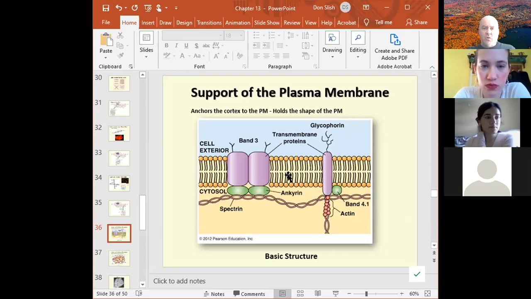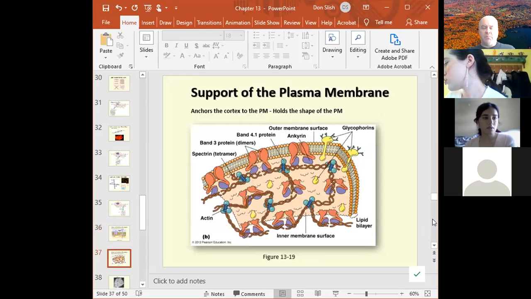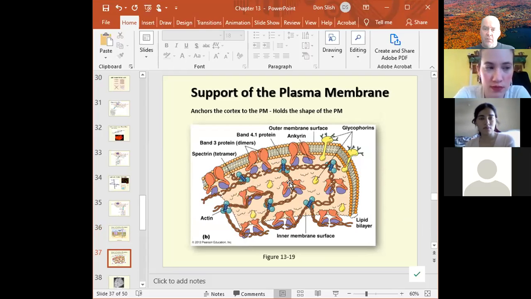So if we look at this, this is the basic structure, right? Without even this, just transmembrane protein, ankyrin, spectrin, band 4.1 and actin. That's your basic structure. And you can imagine that just repeating over and over again across the underside of the plasma membrane. So kind of in 2 dimensions all around the cell, this structure is repeating over and over again.